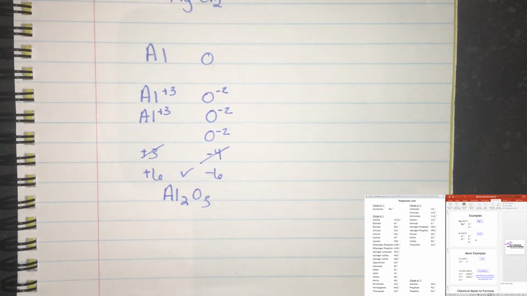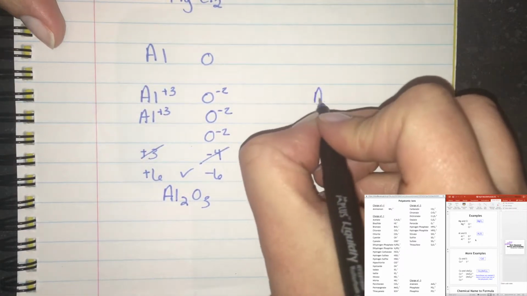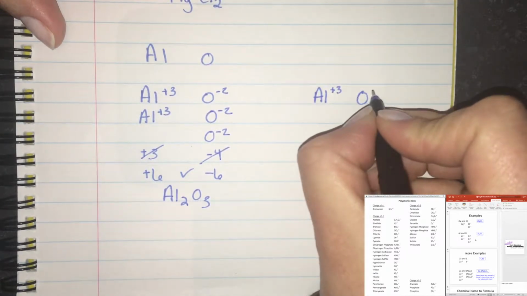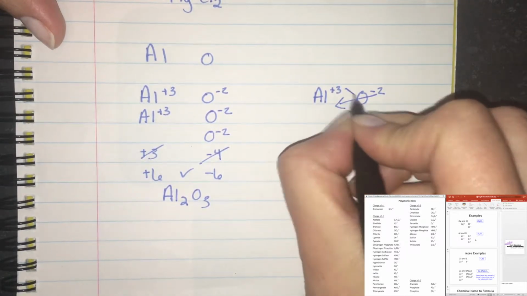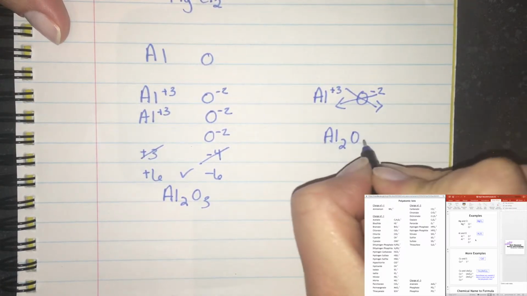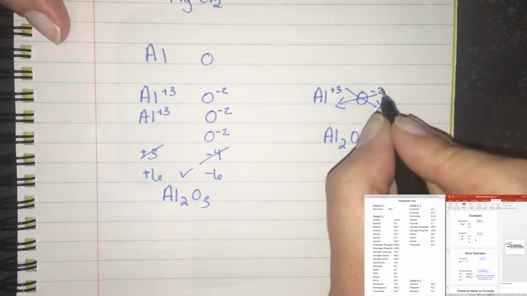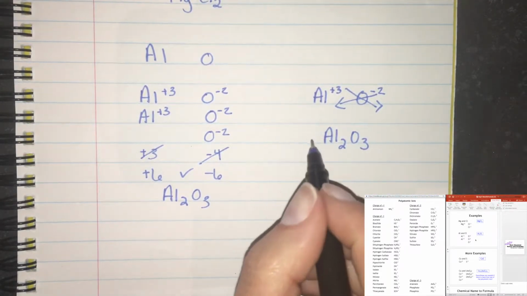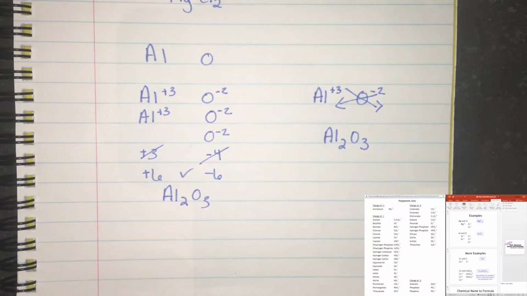You could do it that way, but honestly, I know my way is better. This is how I do it. You just take these and cross them down, and it would be Al2O3, because the 3 goes down here and the 2 goes down here, and that's it. It's the cross method. This is easier. So let's just blow through some more examples.